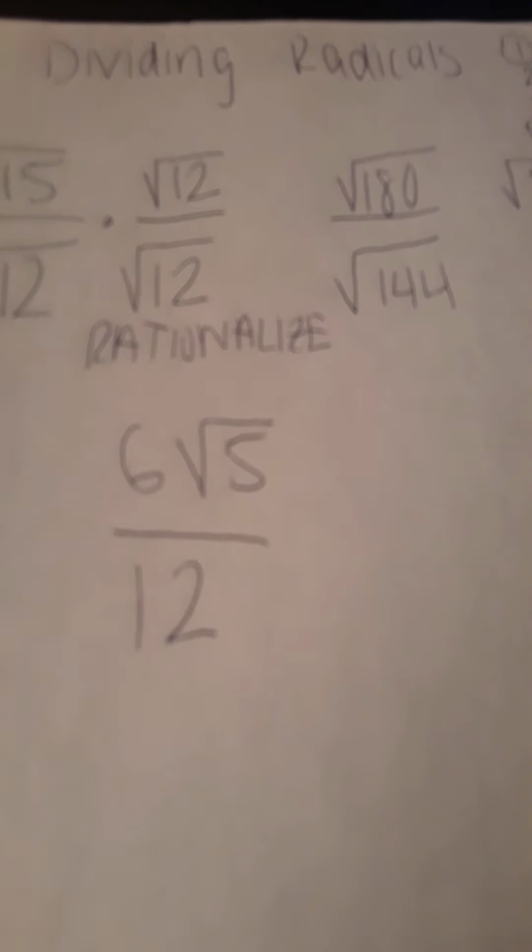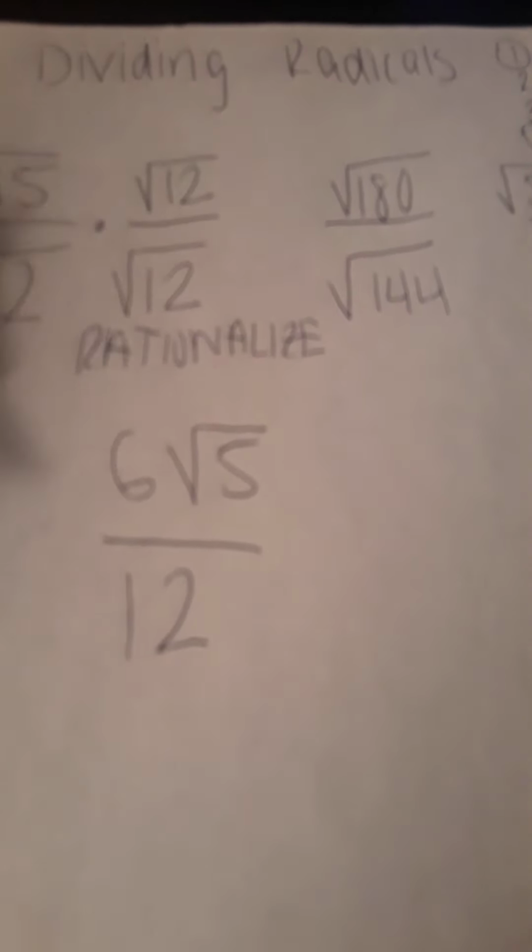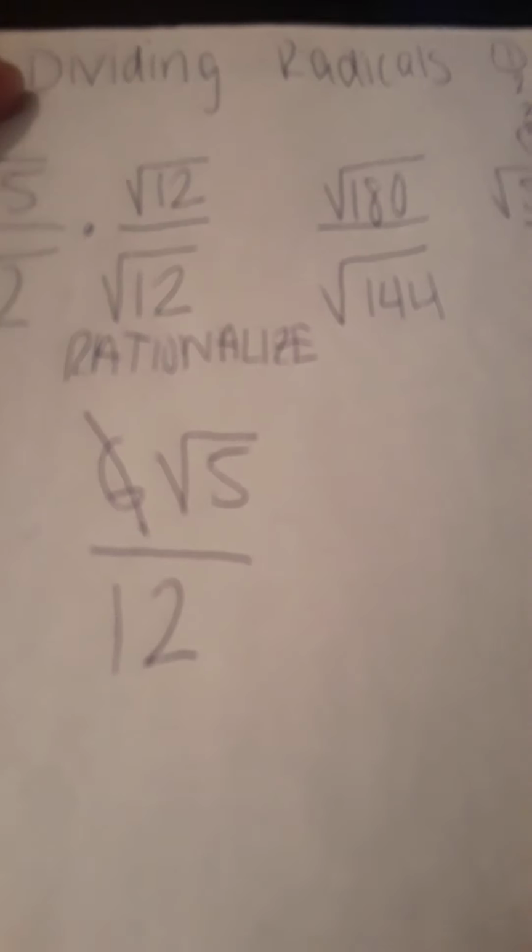But 6/12, they are both divisible by something. What's 6 divisible by? Itself. It cancels out. And then 12 is also divisible by 6. So that becomes 2. So that's as low as we could possibly go now. So radical 5 over 2 is our final answer.